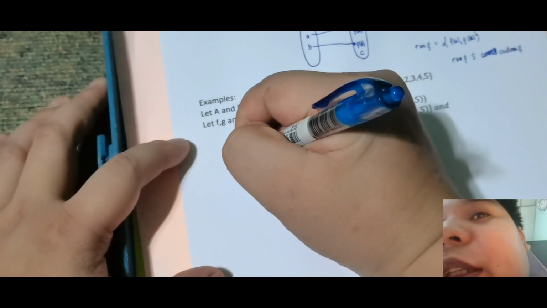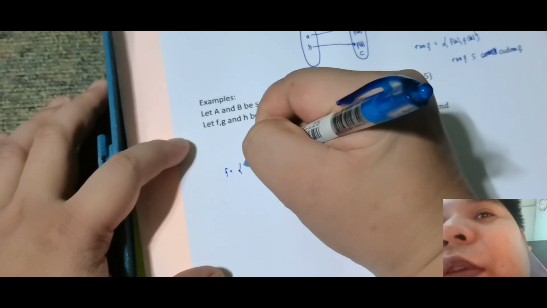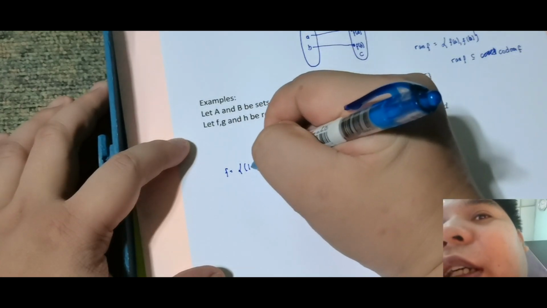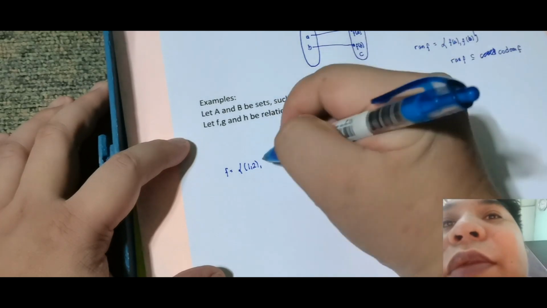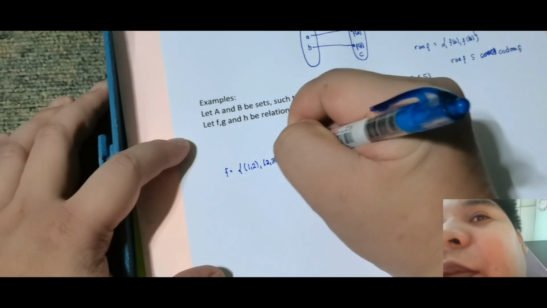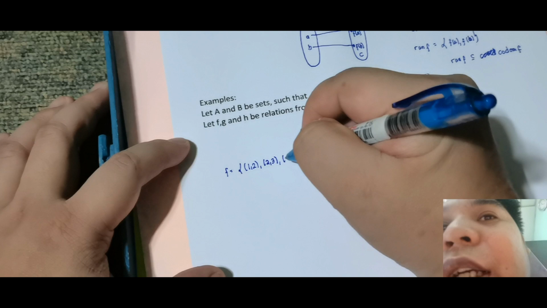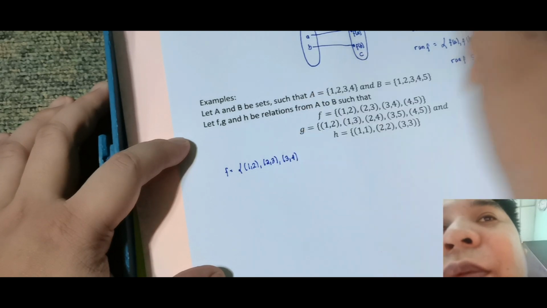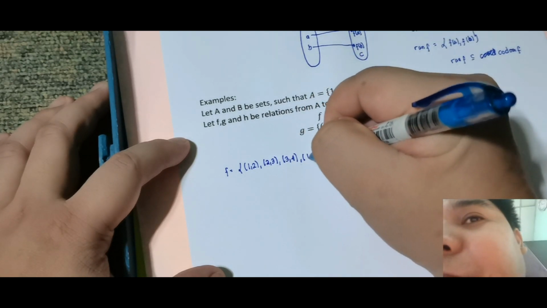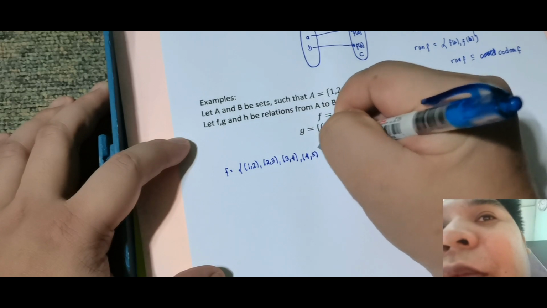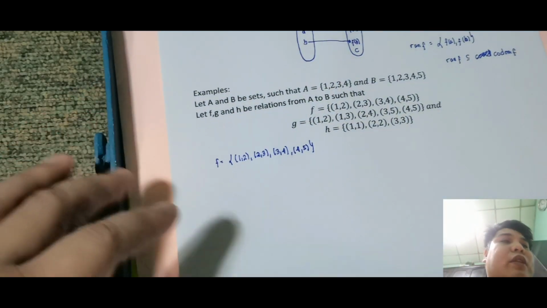Okay, so ito yung F natin. F is the set containing (1, 2), (2, 3), (3, 4), (4, 5). Okay, so una, anong test?